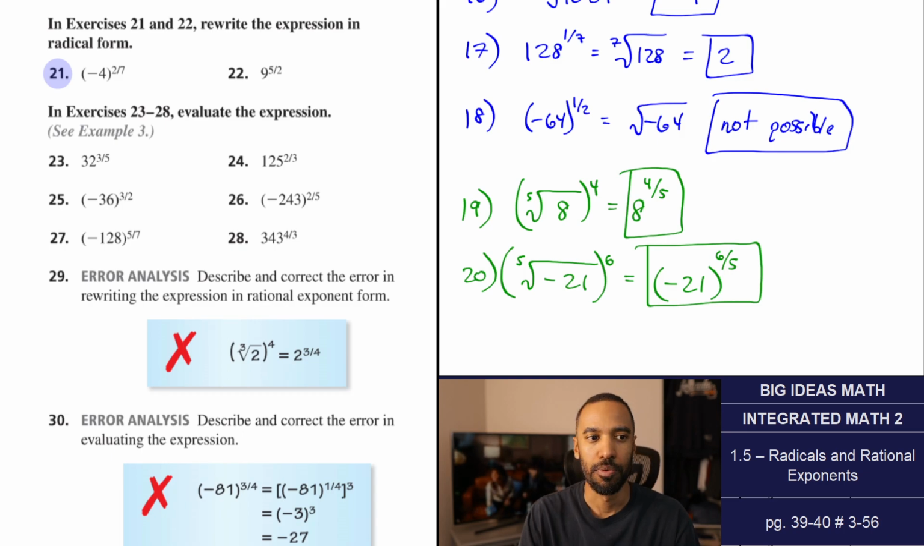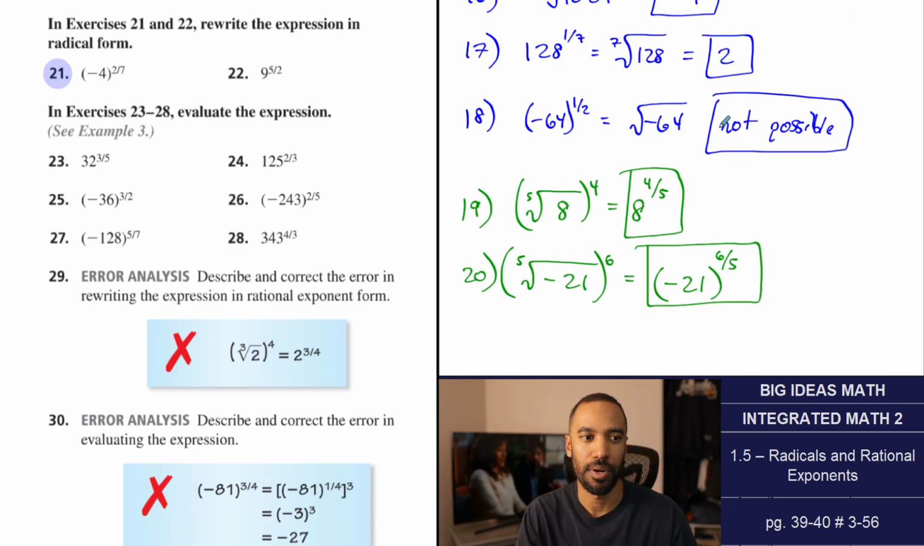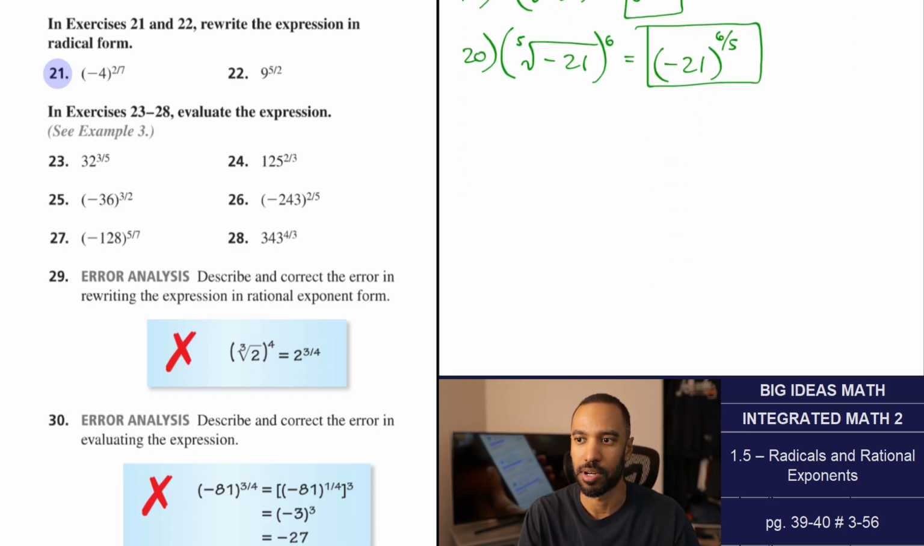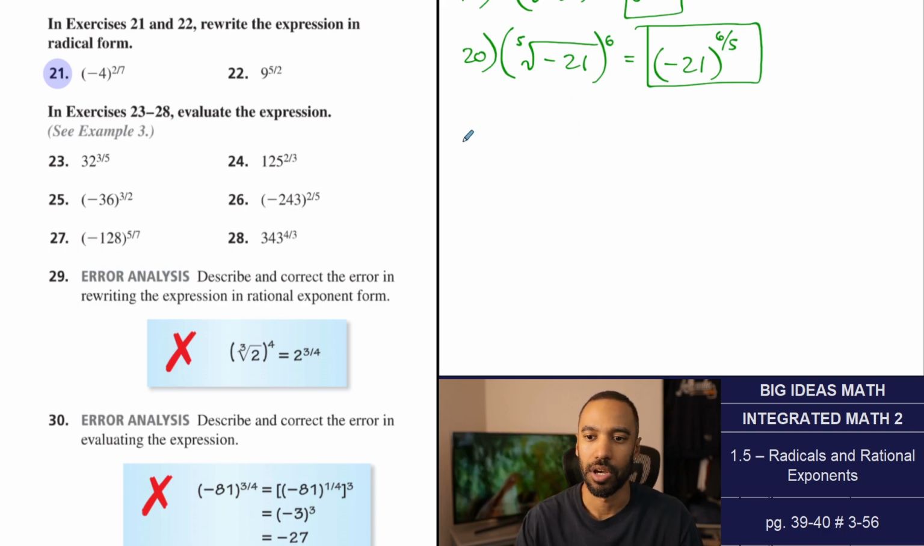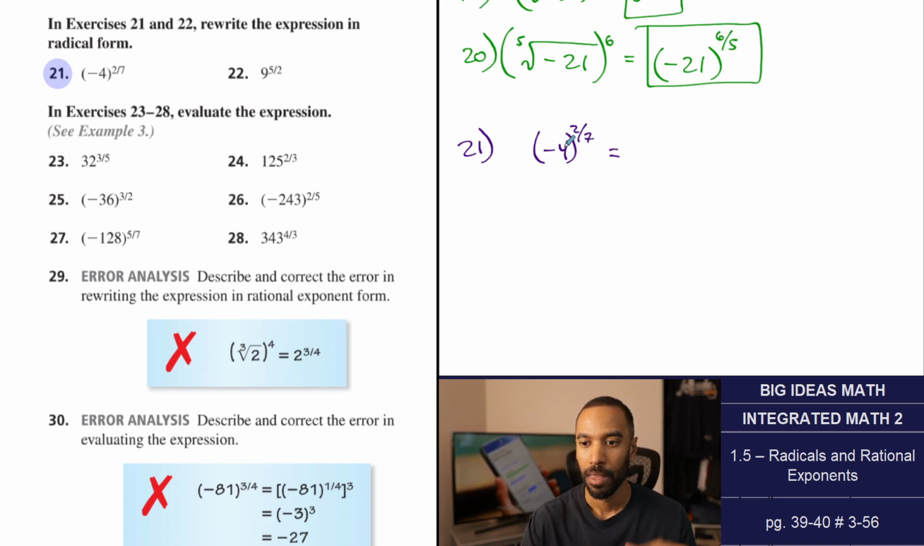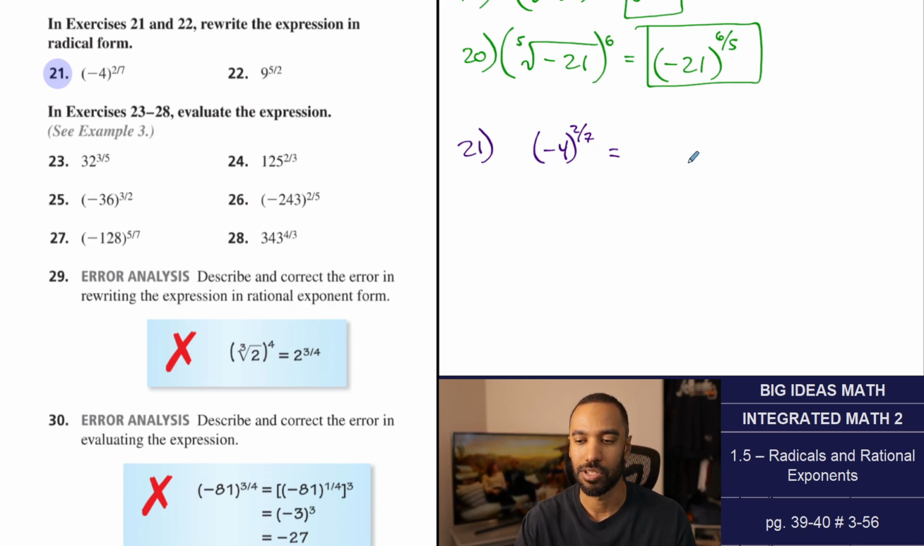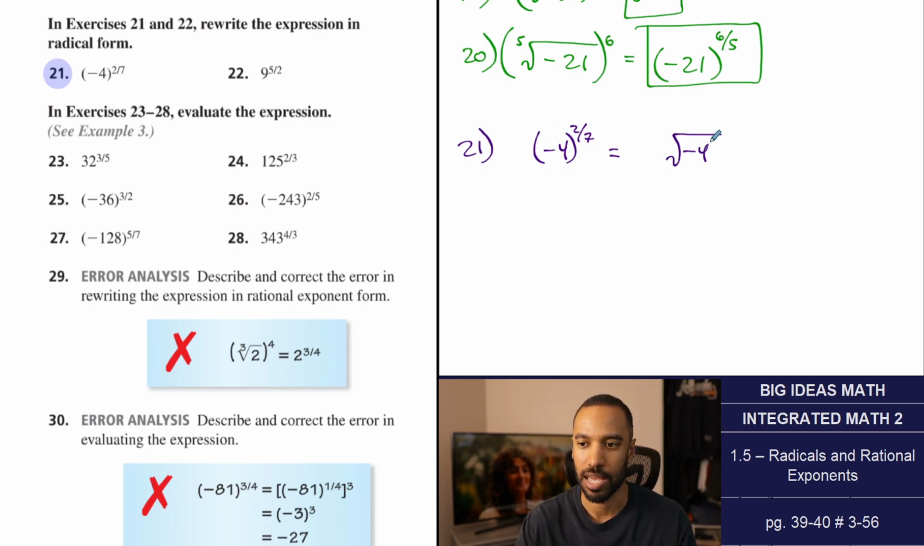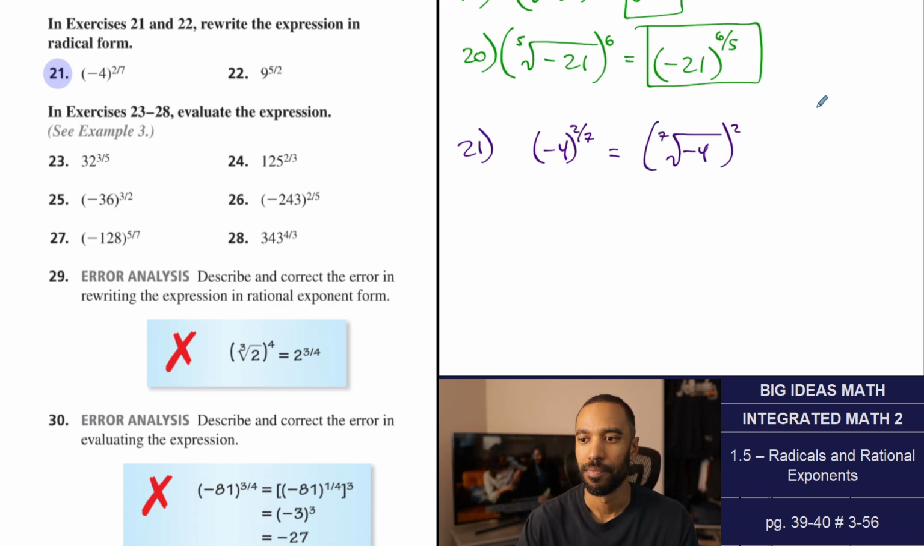Okay, let's move forward. Numbers 21 and 22 we will rewrite in radical form. This is the direction I would generally go to evaluate these if I needed to, or if I could by hand. In this case, I can't really. Negative 4 to the 2/7 power, because it's in parentheses, make sure that's all inside that radical hat. 7 being the denominator is the root, and the 2 exists there.